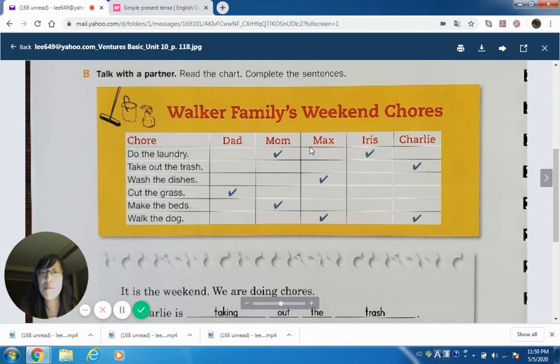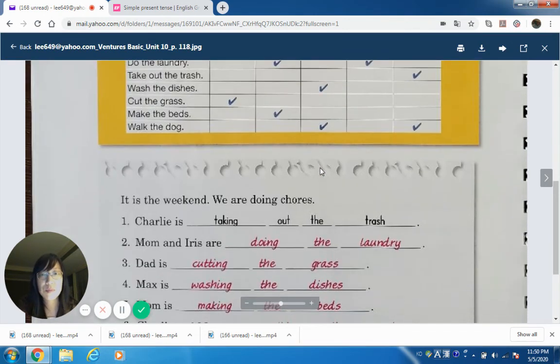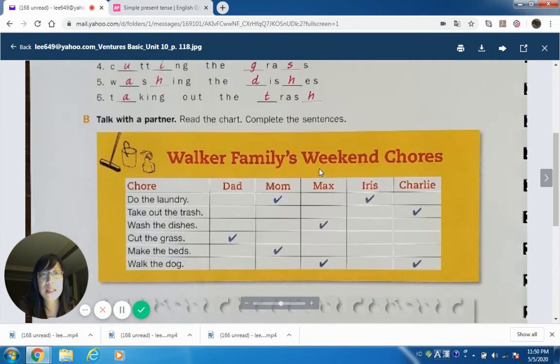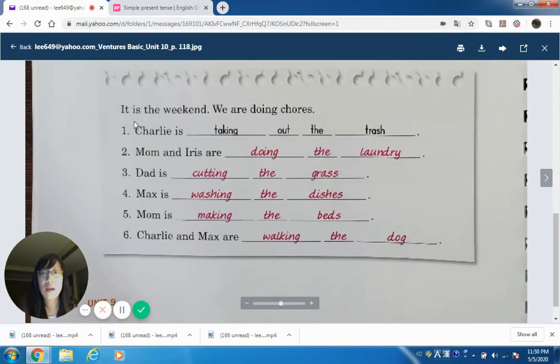Dad, Mom, Max, Iris, Charlie. So Charlie's full name is Charles. Max, Maxwell. Girl's name, Maxine. Now, it is the weekend. We are doing chores. 1. Charlie is taking out the trash. Taking out means you grab it and you're going to get it out. So Charlie is taking out the trash.